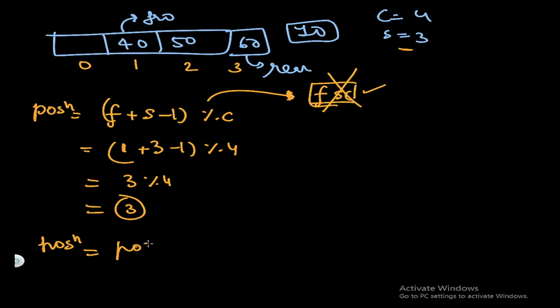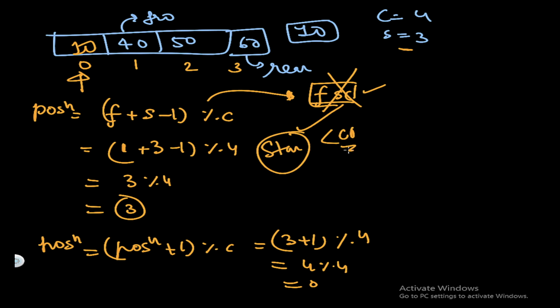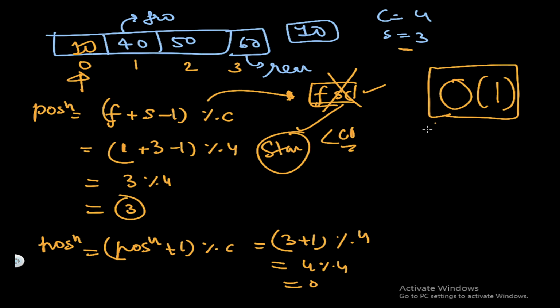Position is equal to position plus 1 modulo capacity. So position would become 3 plus 1, which is 4, modulo capacity. Capacity is 4, so 4 modulo 4 is 0, and it is the correct position. So just go to the correct position and insert. All things are working now. This is the main thing. I always say circular queue is easier than the standard queue. And here circular queue has all the operations as big O of 1, which is the major advantage for us.